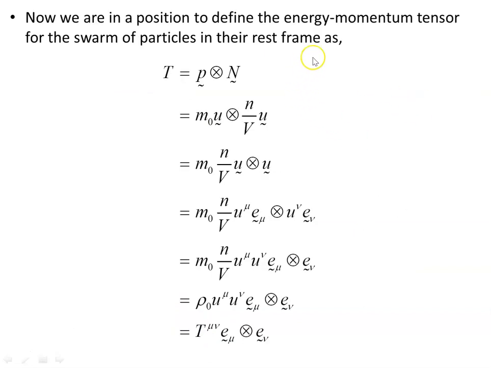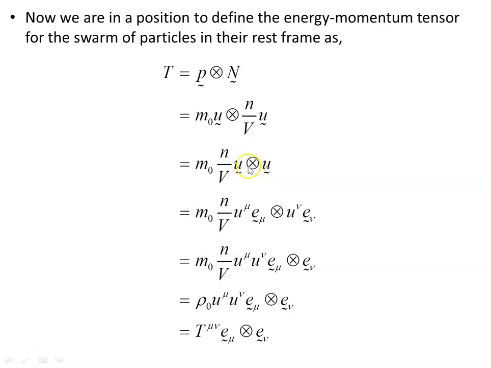All right, now we're in a position to define the energy momentum tensor for the swarm of particles in their rest frame, as the tensor being the outer product or tensor product of the momentum of the particles with the number density vector for the particles. Okay, when we do that, we can just rewrite the momentum 4-vector as this, the tensor product, n on v U, the number density 4-vector, and m0 n on v U by U, U cross U, the tensor product, and not the vector product in vector calculus.